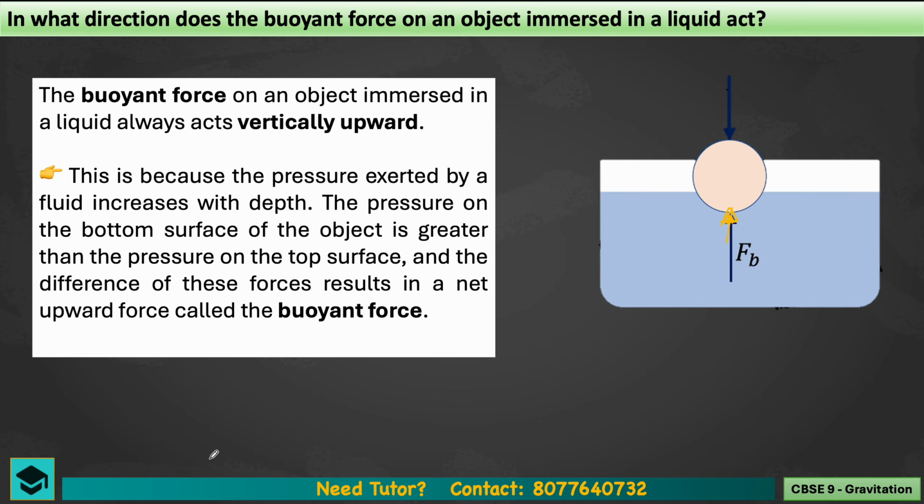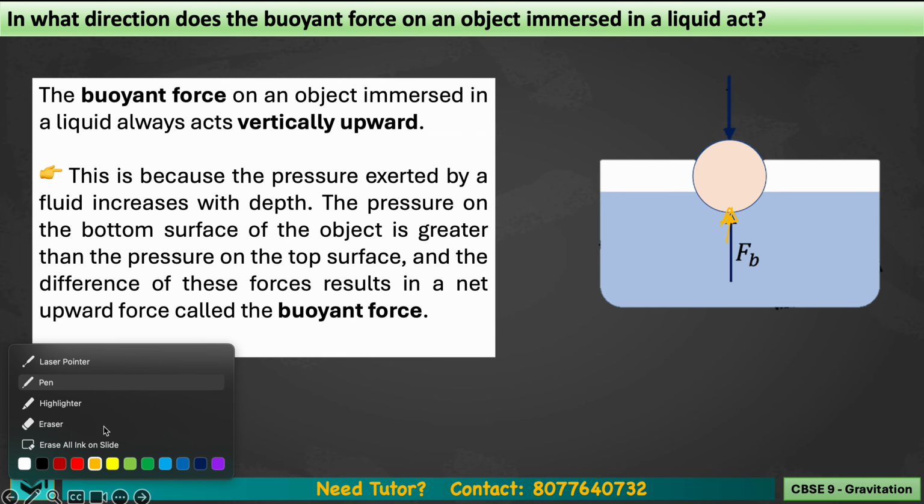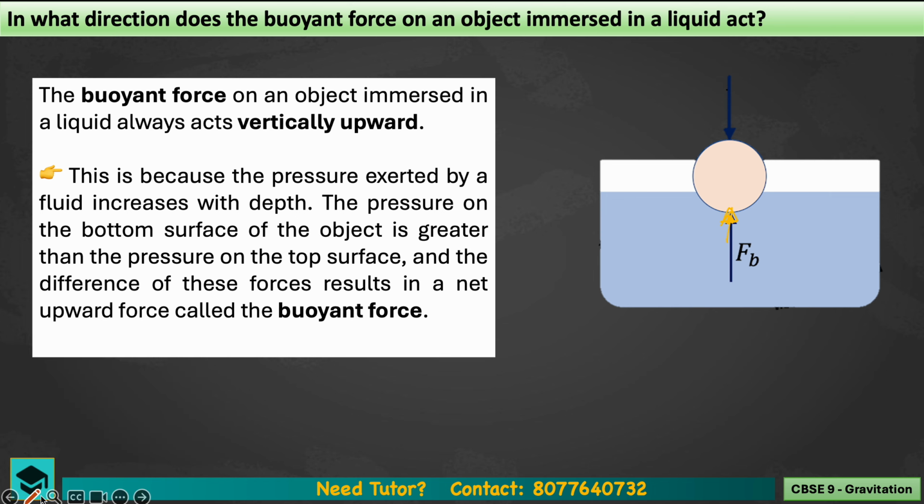So you can state your answer in this manner: the buoyant force acts on an immersed object vertically upward. And if you want to explain this answer, you can use these lines. This is because the pressure exerted by the fluid increases with depth; the greater the depth, the greater the pressure. So the pressure on the bottom of the object is greater than the pressure on the top surface, and the difference of these forces results in a net upward force, which is known as buoyant force. So it acts vertically upward.